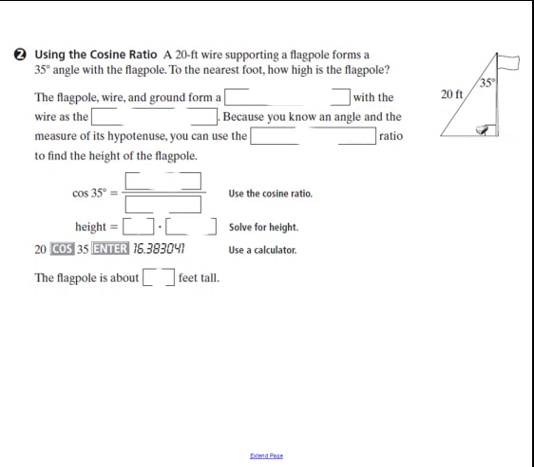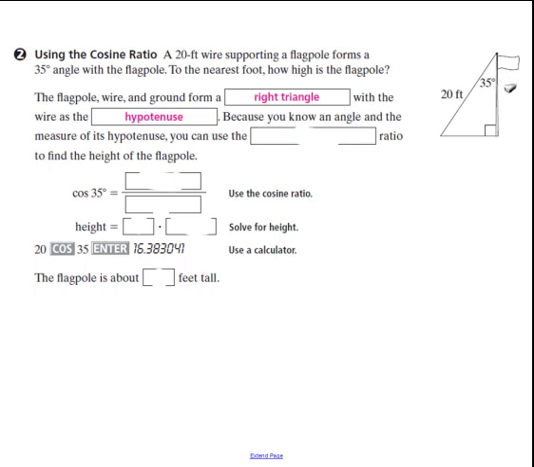So from here, we know that this is a 90-degree angle. They mark that. It's always going to form a right angle with the ground. So the wire serves as the hypotenuse for this triangle. Because you know an angle and the measure of its hypotenuse, if we have this angle and we have this hypotenuse, what are we trying to find? Are we trying to find the distance on the ground or the height of the flagpole? Here the question asks us, how high is the flagpole? So in reference to this angle 35 degrees, we have the hypotenuse and we'd like to know the adjacent leg, right? This would be the opposite, this would be the adjacent. So we want to know the adjacent leg.